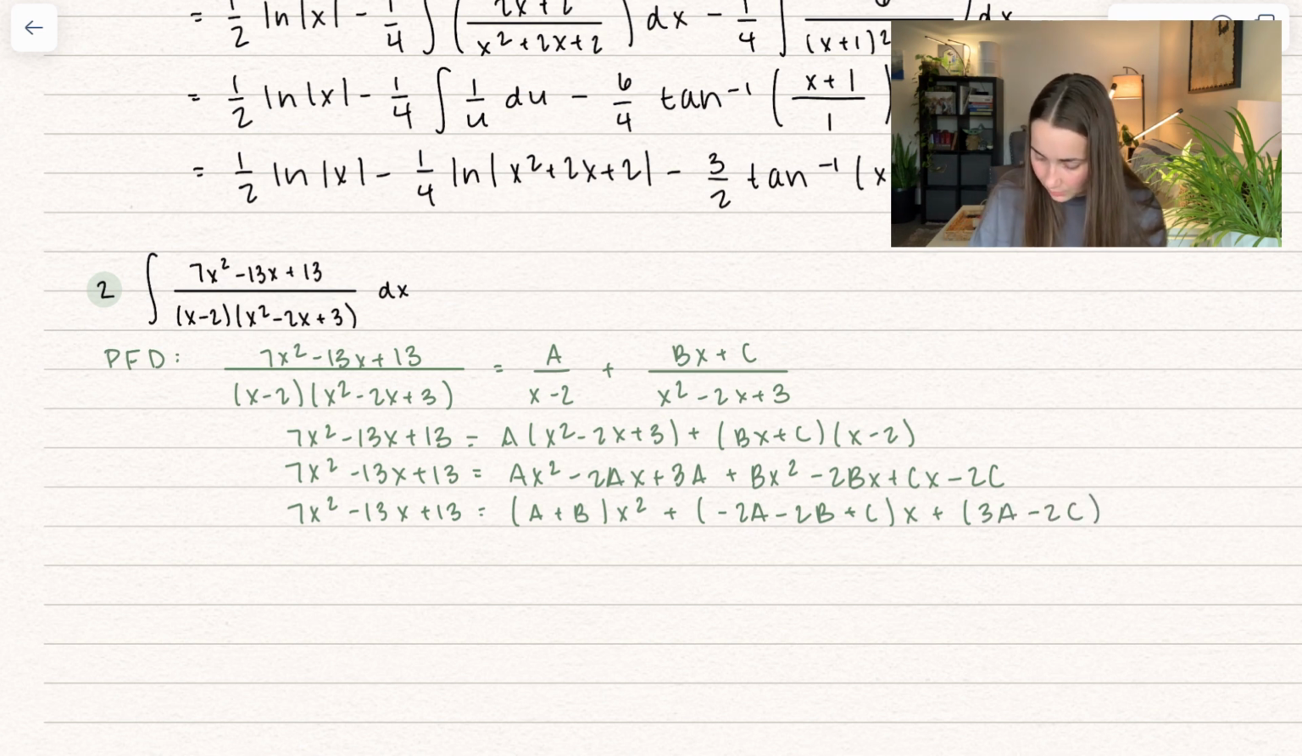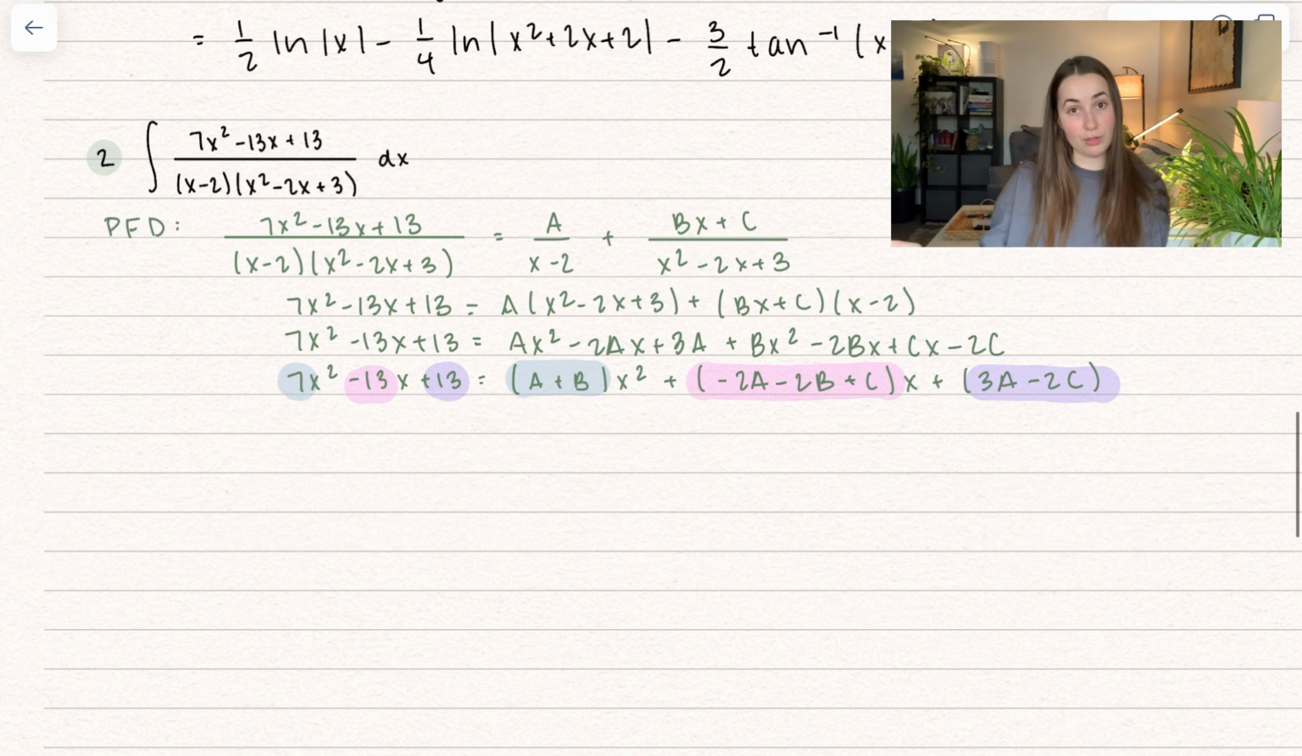So let's set up our equations. First, we have our x squareds need to equal 7. We have negative 13 x's, and then finally, our scalars have to be equal to 13. So let's write out our three equations.